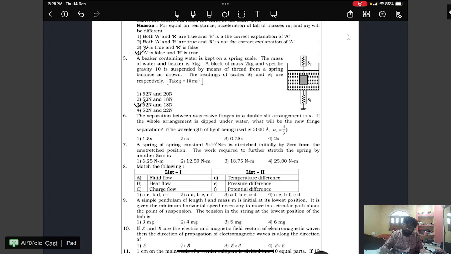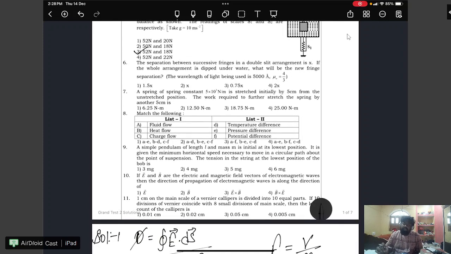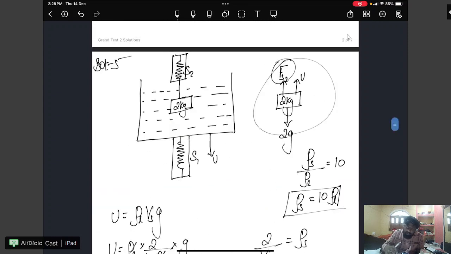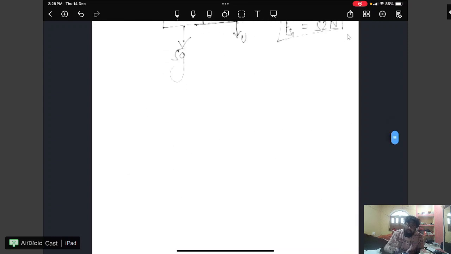Now the separation between successive fringes in a double slit arrangement is X. If the whole arrangement is dipped underwater, what will be the new fringe separation? So already the fringe separation is X. It is dipped underwater, so the fringe width will be the old fringe width divided by the refractive index. Refractive index is already given, so the solution will be easy.